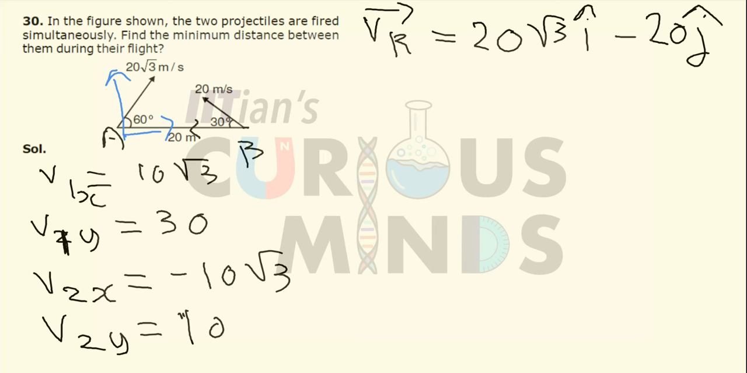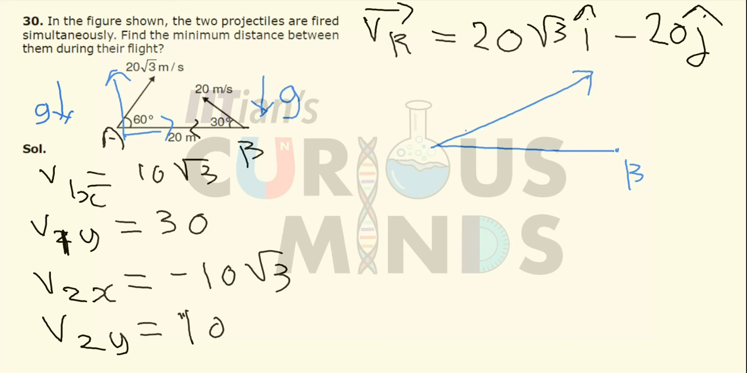Now, is the relative velocity changing over here? No, because both of them are experiencing the same acceleration, that is the acceleration due to gravity in the vertically downward direction. So the relative acceleration will be 0. If the relative acceleration is equal to 0, then I can redraw the diagram somewhat like this.